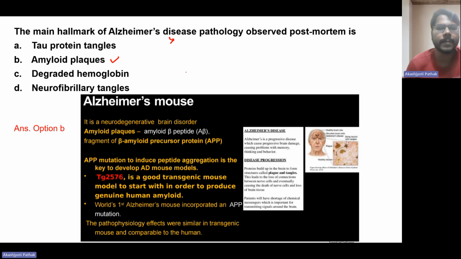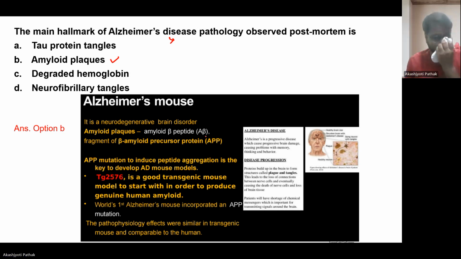And so this concept was discussed in the lecture as well. So it is a neurodegenerative disease, isn't it? So neurodegenerative means the neurons which are present in the brain, with age, these neurons get degenerated. And also it is mainly associated with the formation of amyloid plaques. So amyloid plaques are composed of this amyloid beta peptide, A beta peptide, a fragment of beta amyloid precursor protein. Okay.